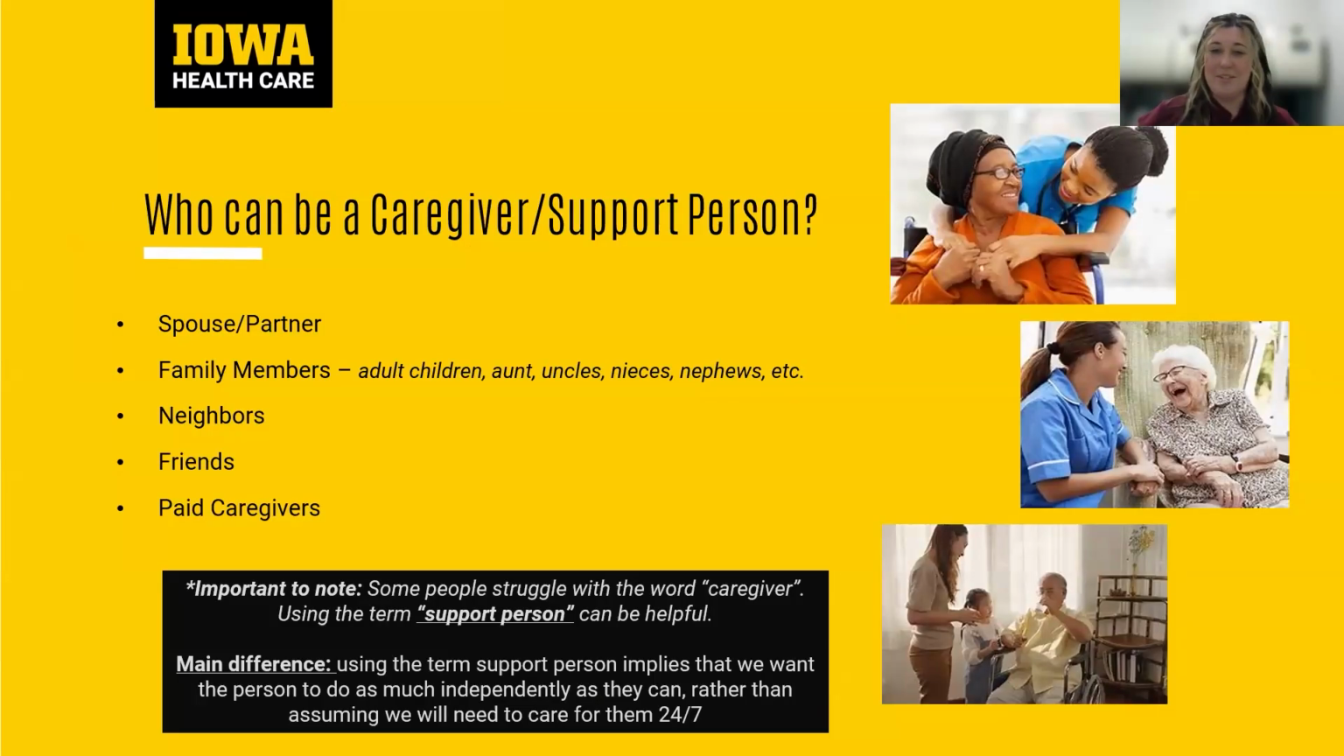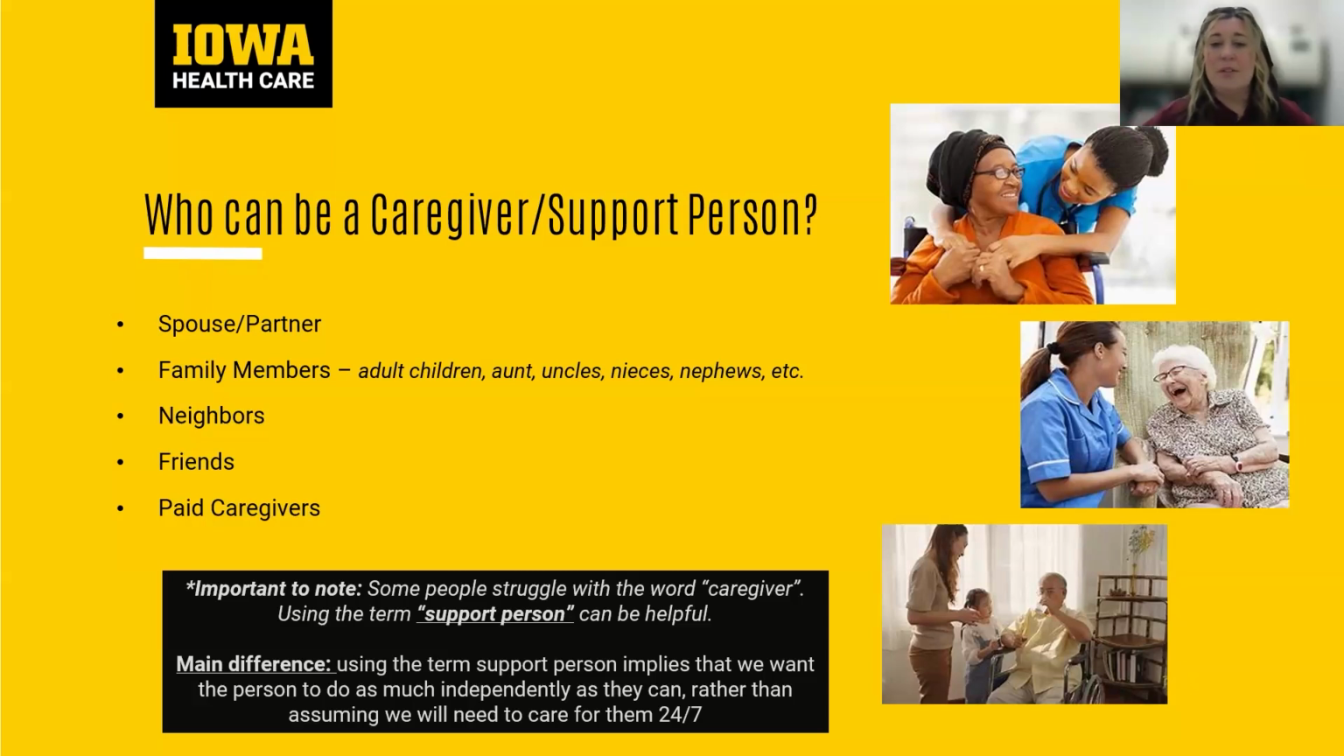Who can be a caregiver? I'm also going to bring up a little topic here about support person. Your caregivers can be your spouse, your partner, any of your family members. Sometimes those are your adult children. Sometimes those are aunts, uncles, nieces, nephews. Sometimes they can be someone's neighbor who's checking in on them often. They can be your friends. It can be a group of friends. It can be one really good friend.